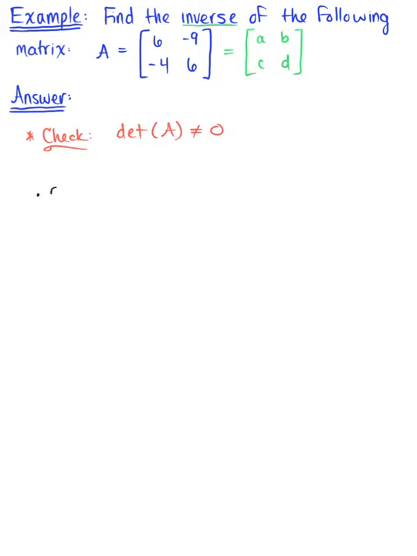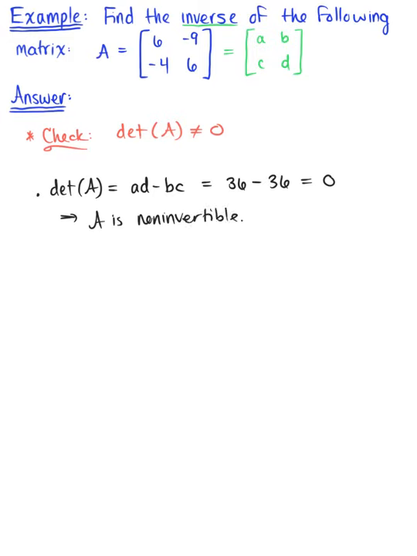So here we go. We know that the determinant of matrix A will be defined as the quantity a times d minus b times c. So we have 6 times 6 is 36, minus negative 4 times negative 9 is 36, and 36 minus 36 is 0. So the determinant is 0, and so matrix A is non-invertible or singular. In other words, the inverse does not exist.